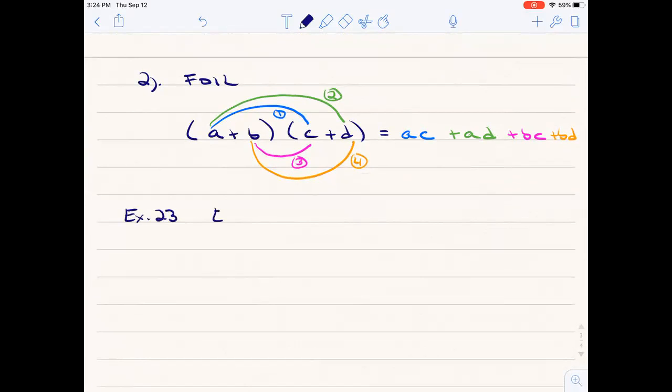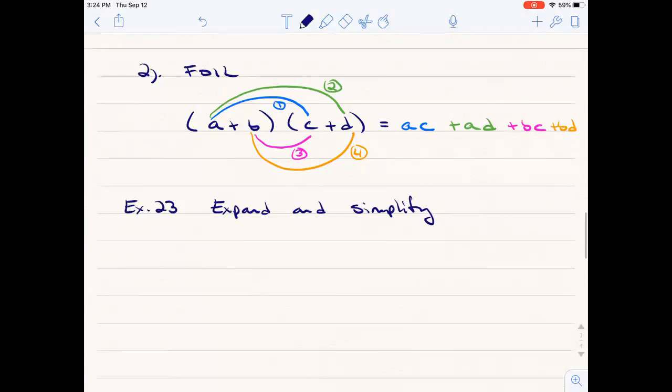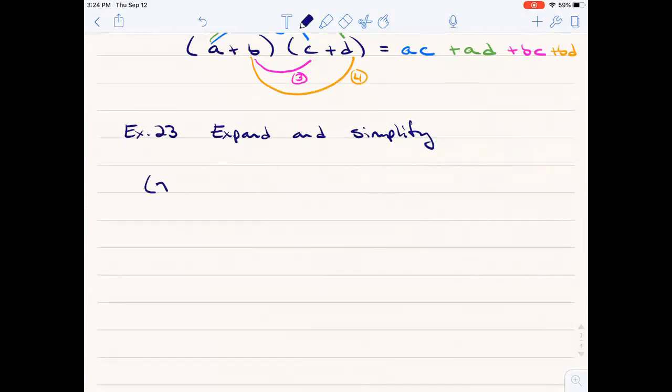So 23, expand and simplify. What if we have something like x plus y times 3x plus y? So I'm going to FOIL it, but however you do it is fine. Right, so let's just get cracking here.